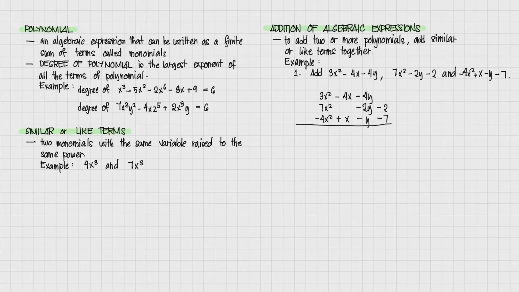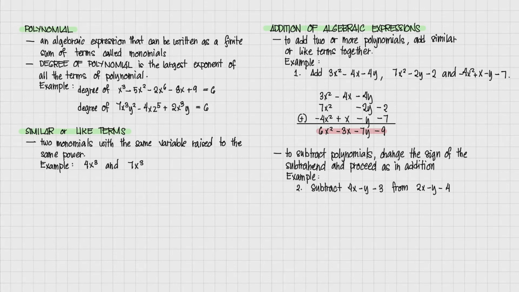So add similar terms. So you have 3 plus 7 plus negative 4, you'd get 6x squared. You're just going to copy down the literal coefficient, yung x squared natin. And then negative 4 plus positive x, you'd get negative 3x. And then you have negative 4 plus negative 2 plus negative y, you'd get negative 7y. And then you have negative 2 plus negative 7, you'd get negative 9. So that's the answer for this example.